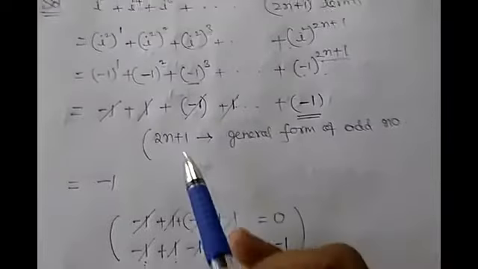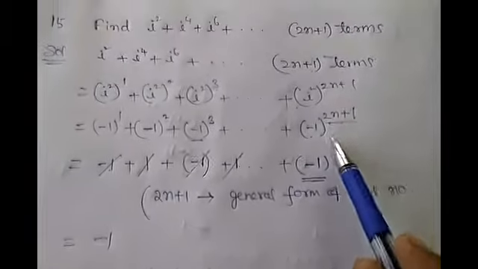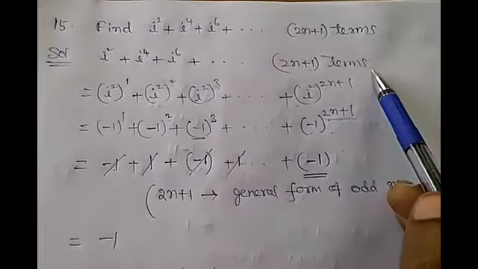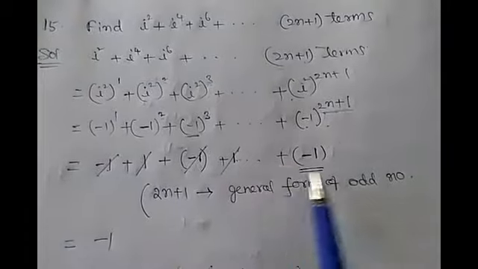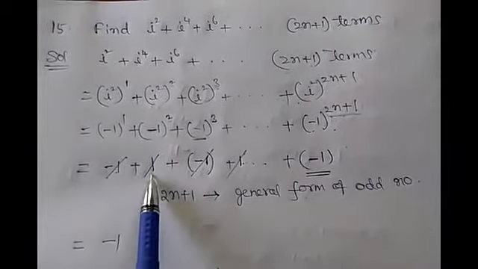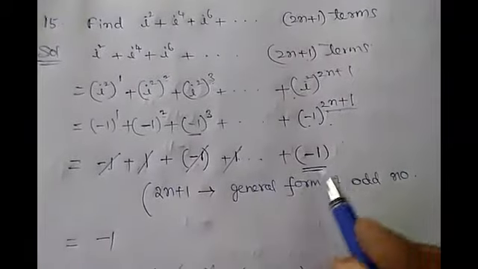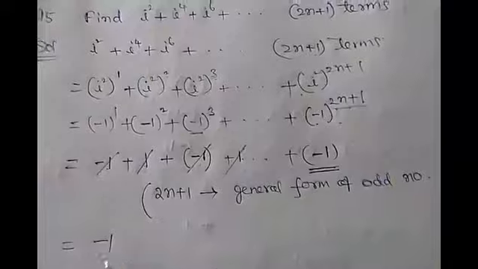Here also we are having 2n plus 1 terms. That means an odd number of terms. So minus 1 plus 1 get cancelled. The last one term is left, that is minus 1.